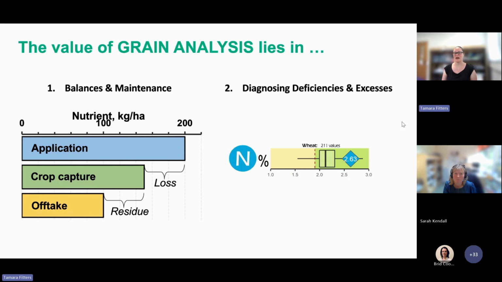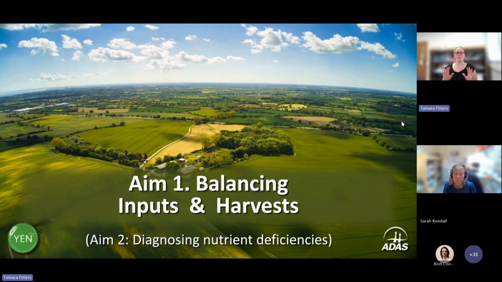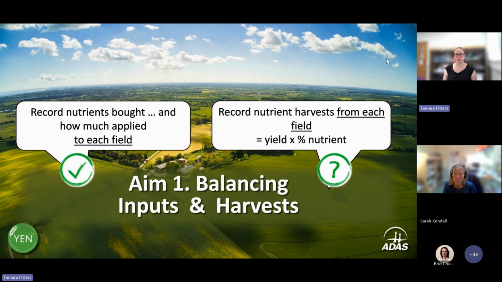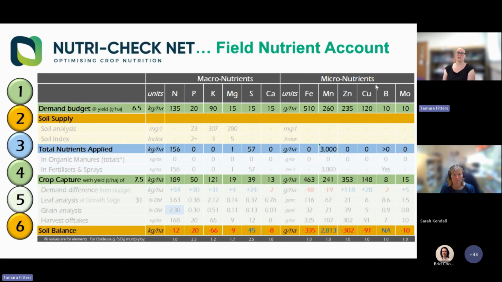If we carry on with that, let's focus on that first aim, where we want to balance our inputs and our harvests. To diagnose potential nutrient deficiencies, we want to record any nutrients we've bought and how much we've applied to each field. That also includes organic manures, which we won't always buy, because we might just have them on farm. So we just want to know what we've applied. Then we need to record the nutrient harvest from each field, which is the yield times the percentage of nutrient. To do this, we need to know what our grain analysis shows. This is why we do a grain analysis, and that will give us a very good indication of what's going on.